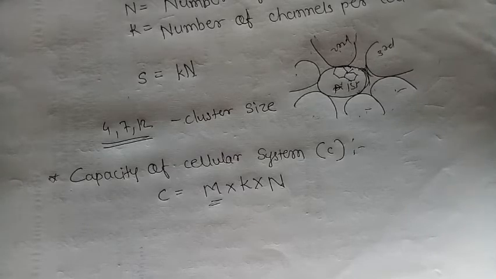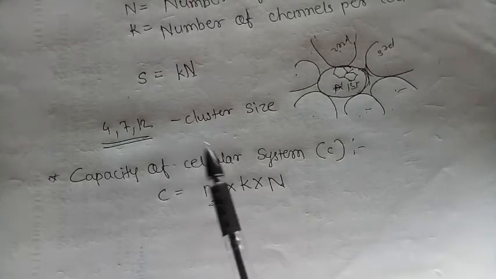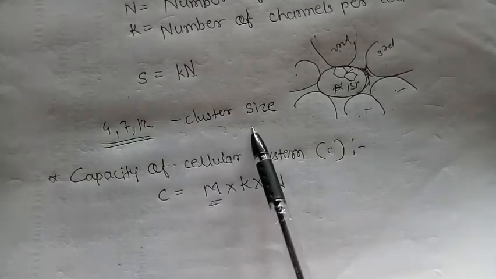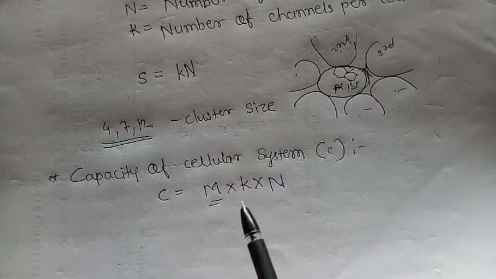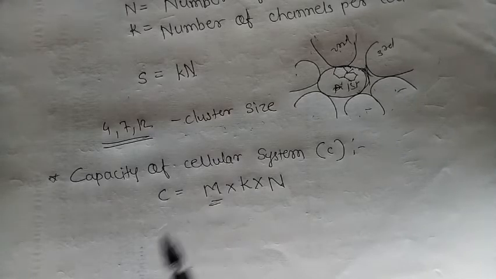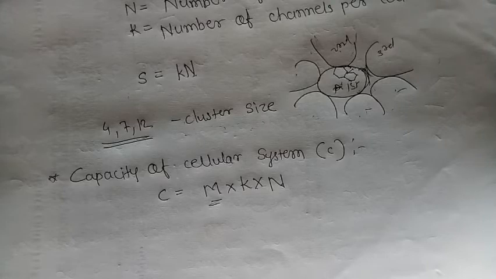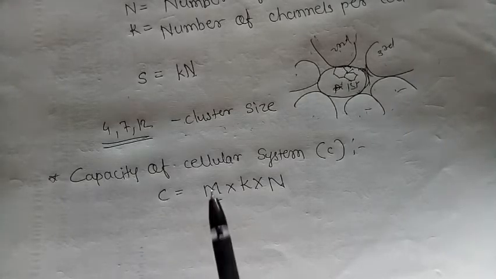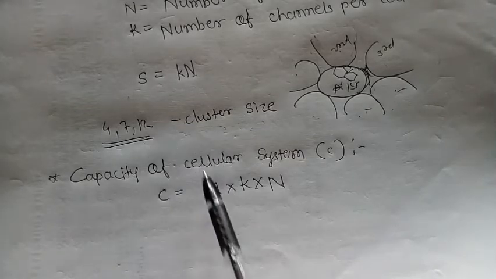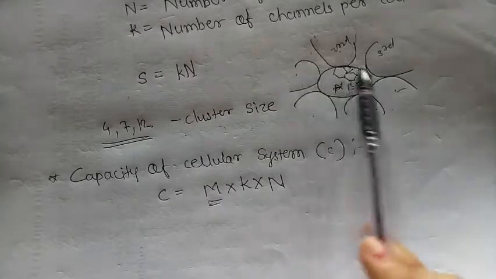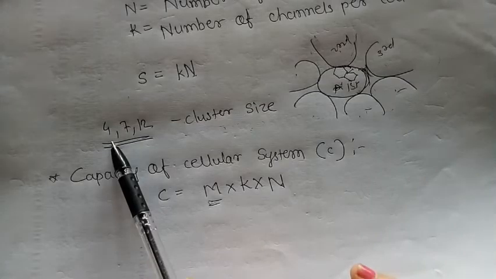But if we reduce the cluster size N, then there will be more clusters. If we reduce the size of the cluster, there is a larger M, meaning replication of the cluster is more, and it will increase the capacity of the cellular system. Reducing the size of the cluster increases the number of M. Replication will be more if we reduce the size of the cluster.